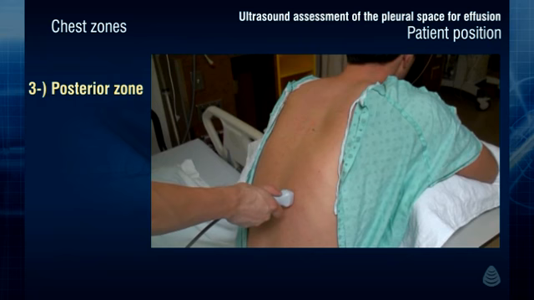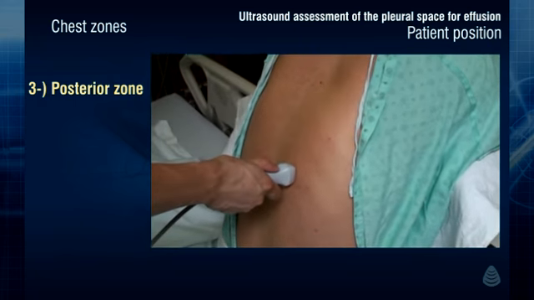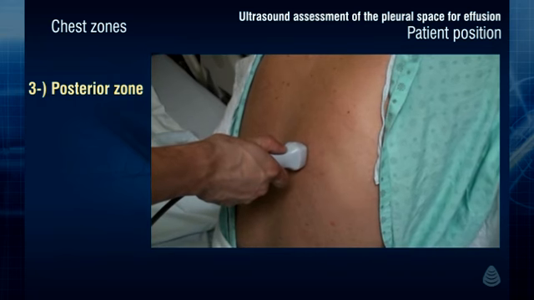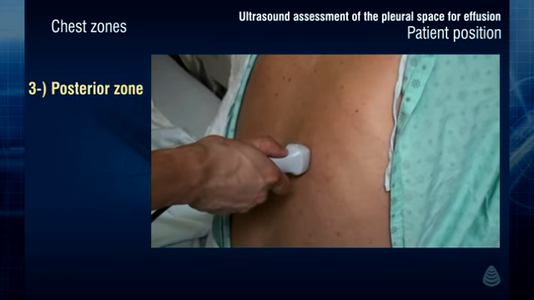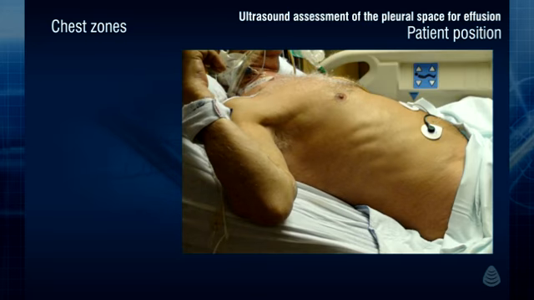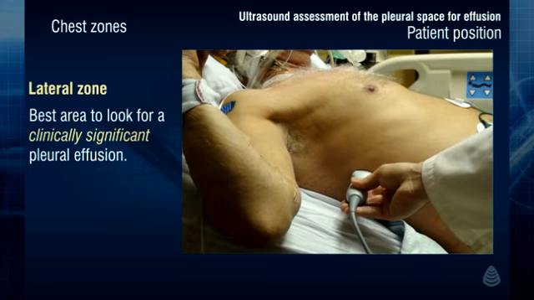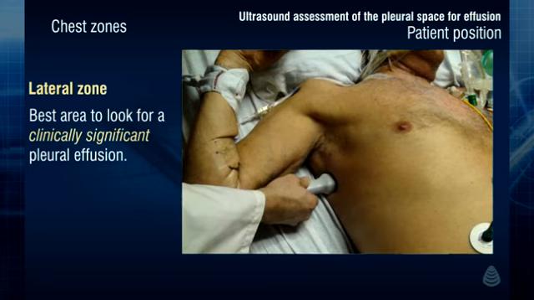However, with the non-ICU patients, the posterior zone will be the one most frequently assessed when looking for pleural effusions, with the patient in the sitting position. Patients with multiple lines or compromised hemodynamic status will be difficult to position in an upright sitting position. Thus, in these patients, the best area to look for a clinically significant pleural effusion will be in the lateral chest zone with the trunk elevated at an angle of 20 to 30 degrees.